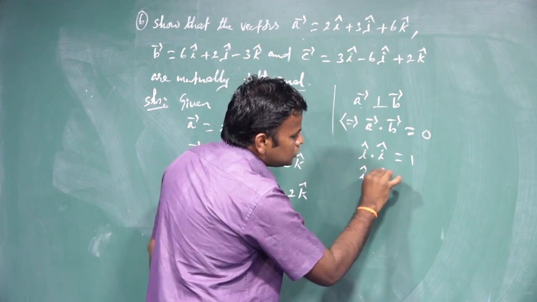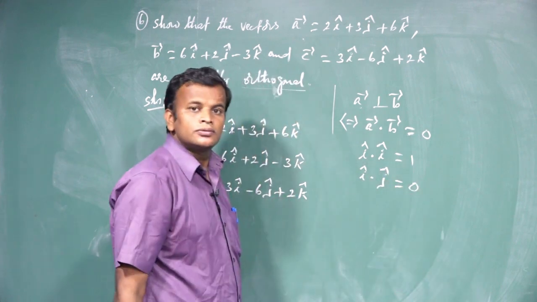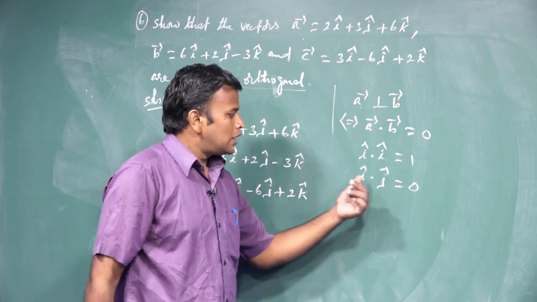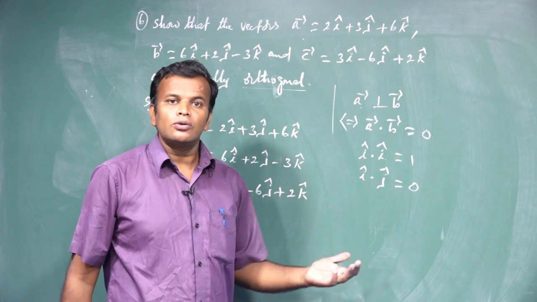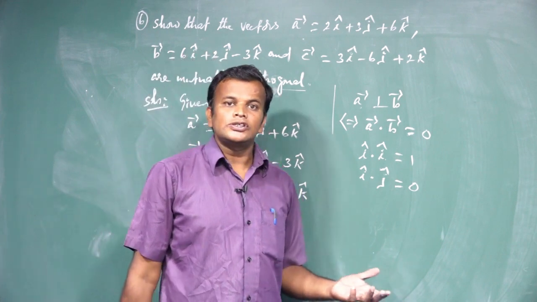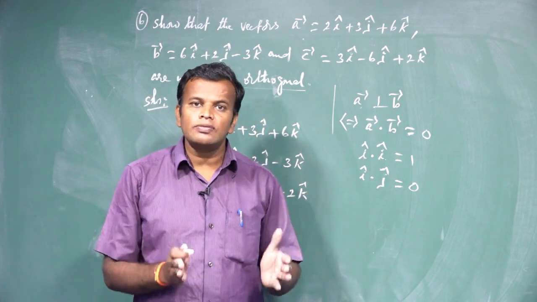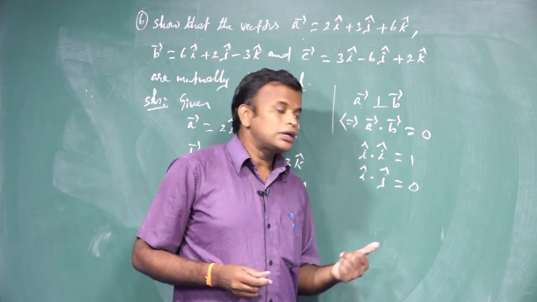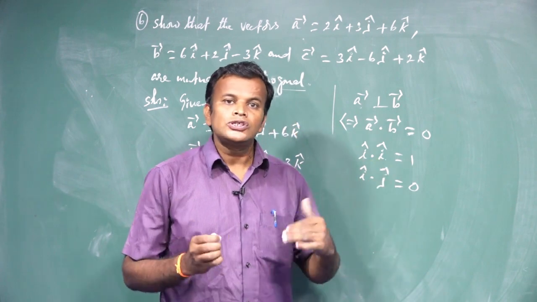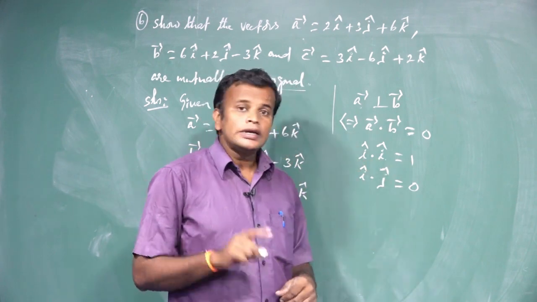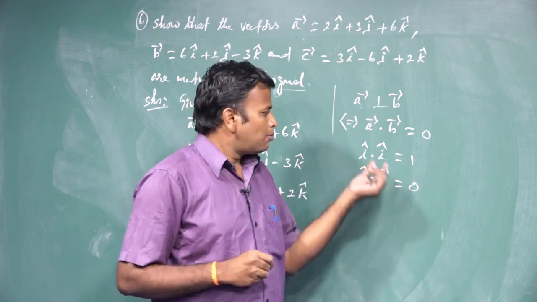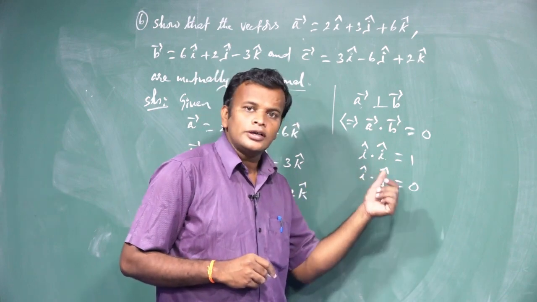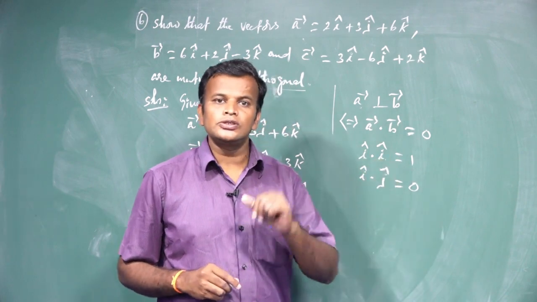i cap dot j cap value is 0. i cap dot i cap, the same unit vector dot product value is 1. The different unit vector value is equal to 0 because the a dot b formula is modulus a vector, modulus b vector, cos theta. What is the angle between i cap and i cap? Two same caps, so the angle is 0. So according to the formula, modulus i cap into cos 0, so that value is 1.